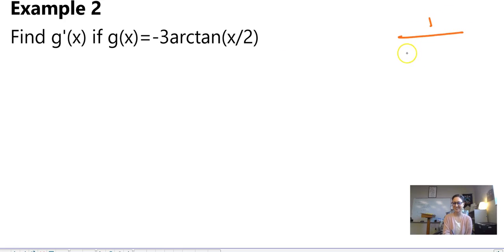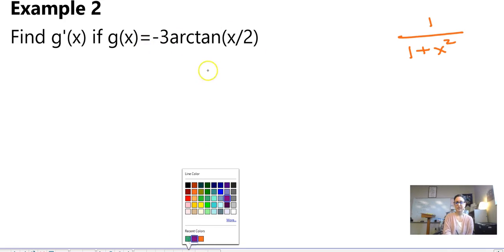Square root or no square root? No square root. And I go 1 and then plus or minus for arctan. Plus, that t looks like a plus, and then x squared. So there's the derivative of just arctan, okay? Now how is this negative 3 going to impact it? Just going to come along for the ride, right? Any special rules? Chain rule again.